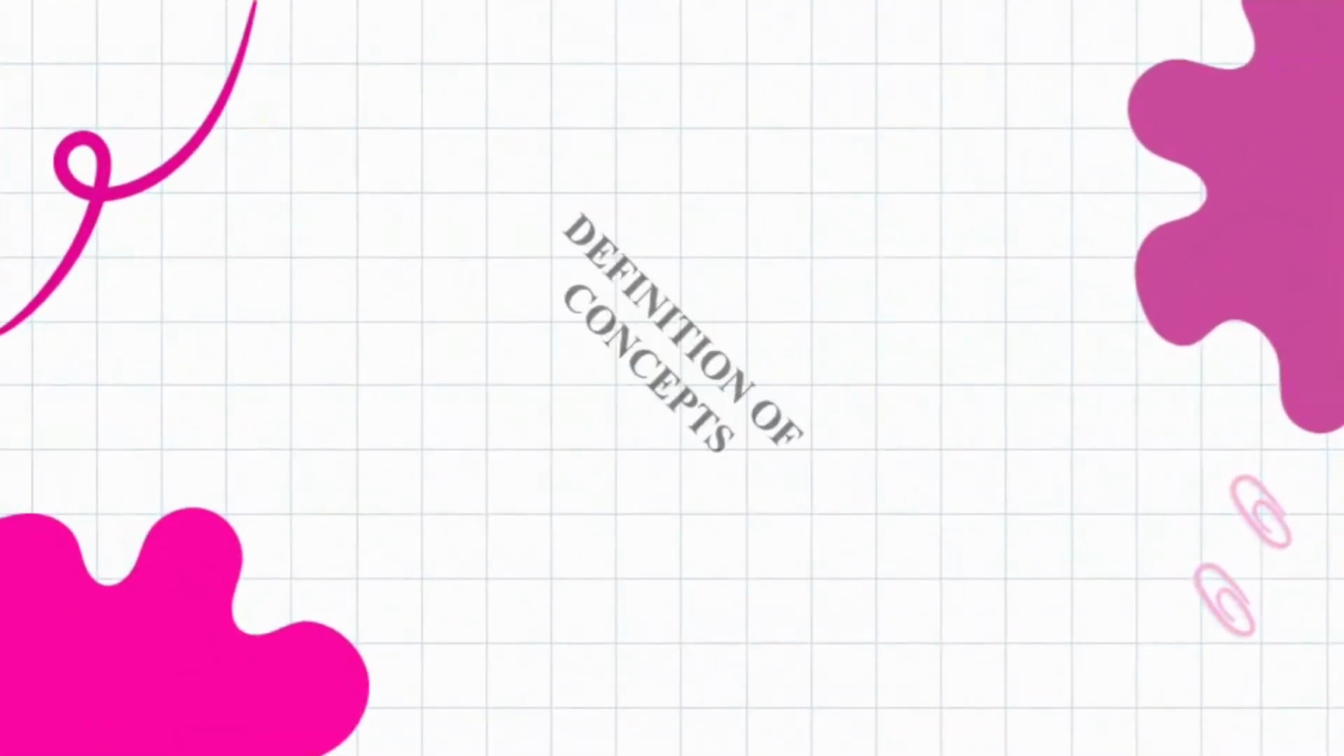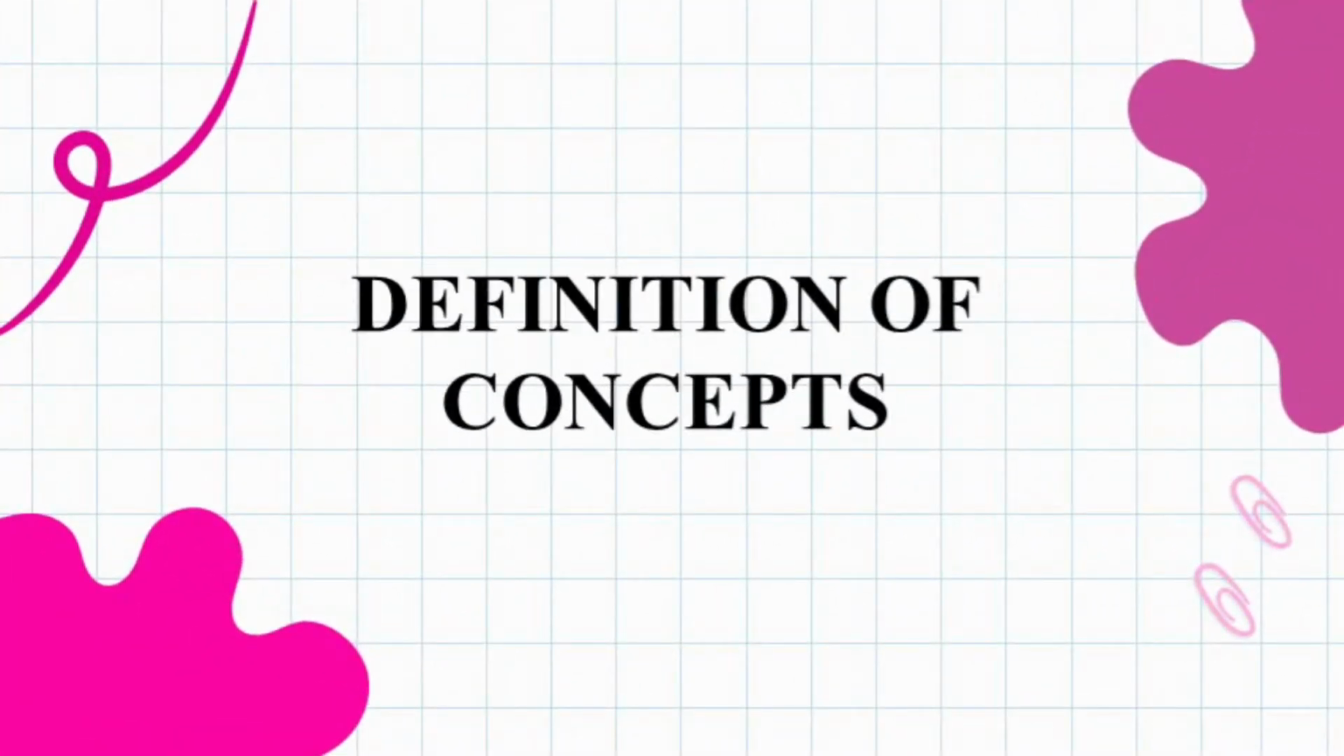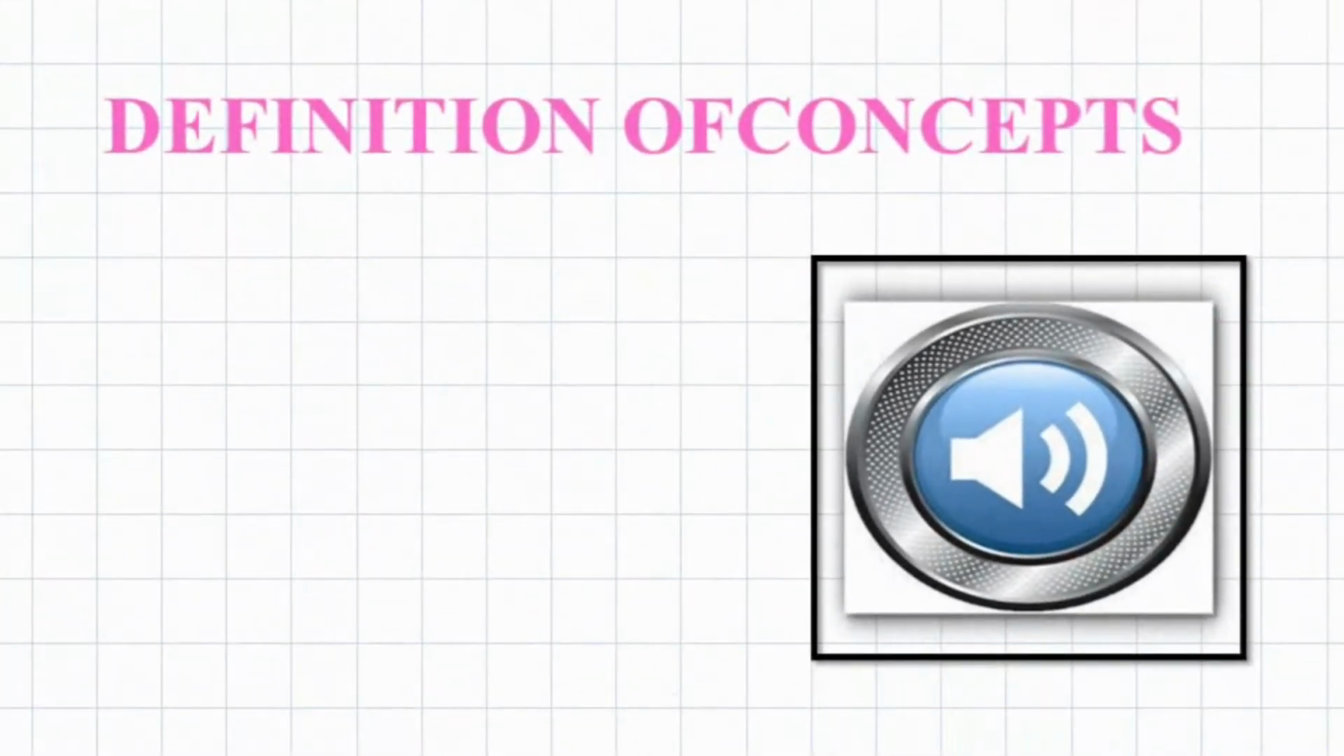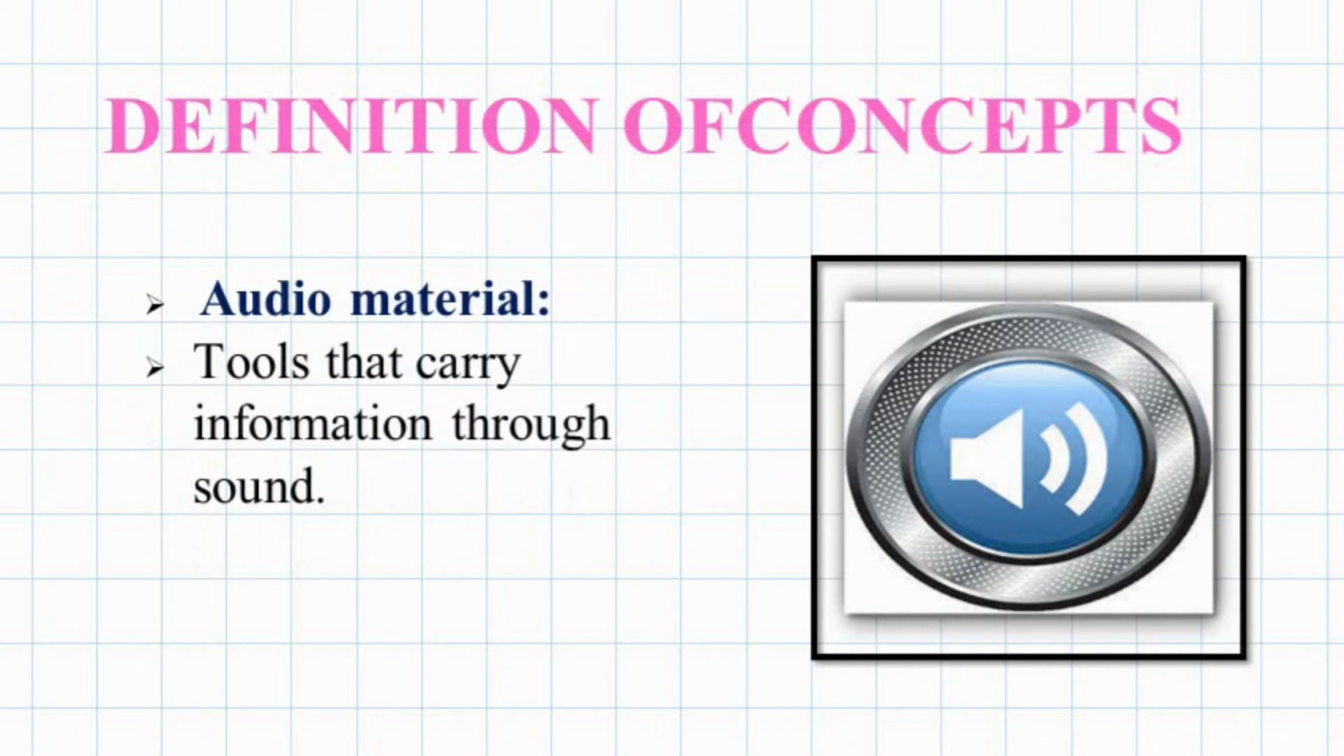Let's move on to definition of concepts. First, we have audio material. It is the tools that carry information through sound. It is something we can hear. These include recordings, telelecture, radio, sound films, and telephone.